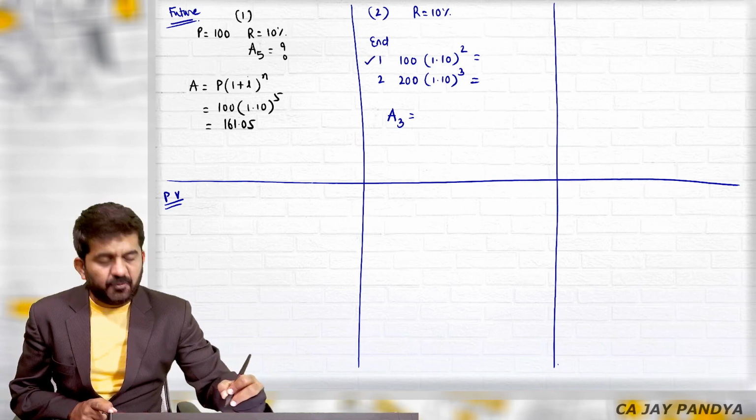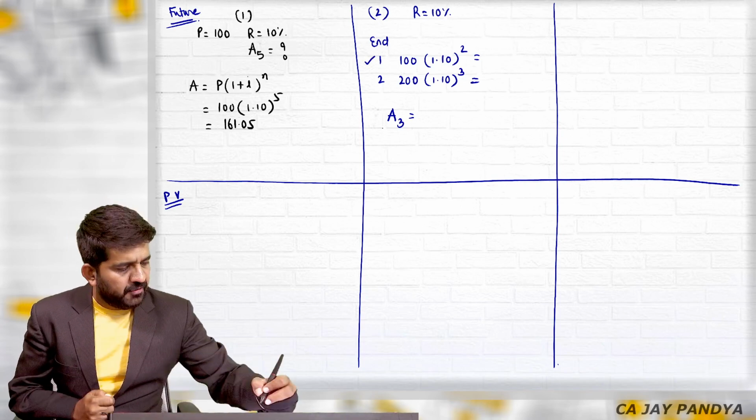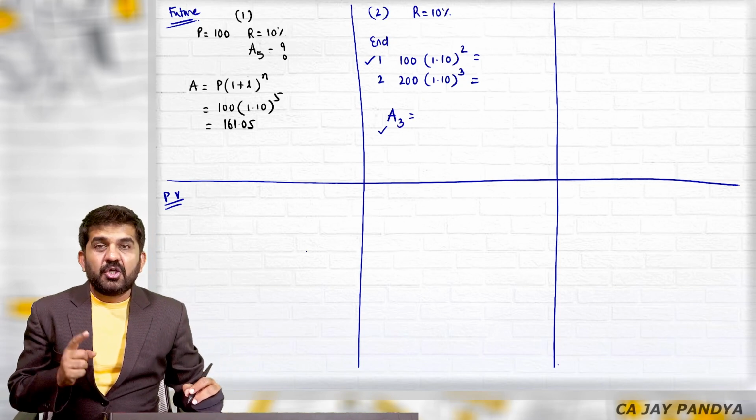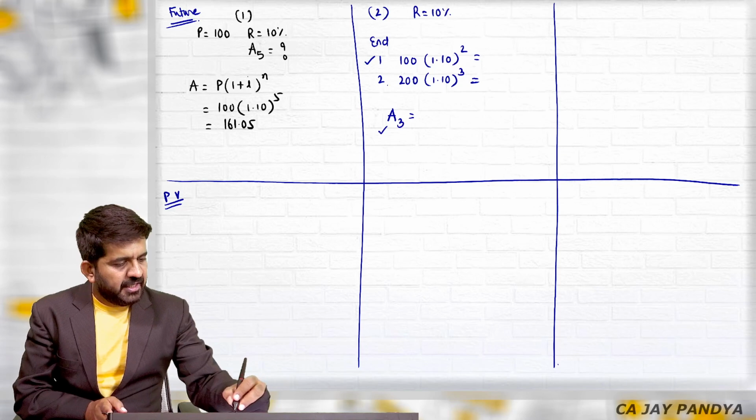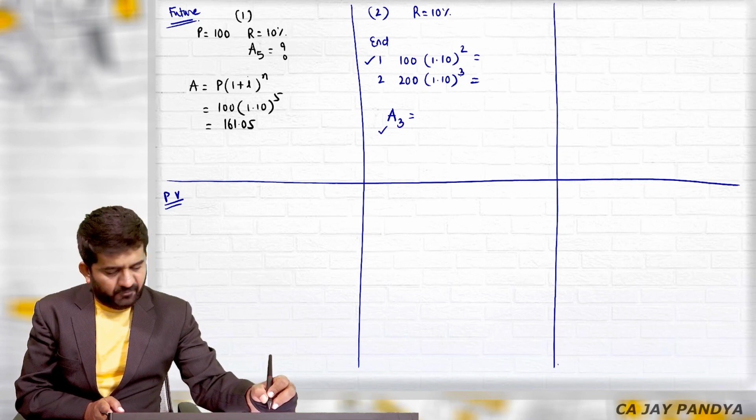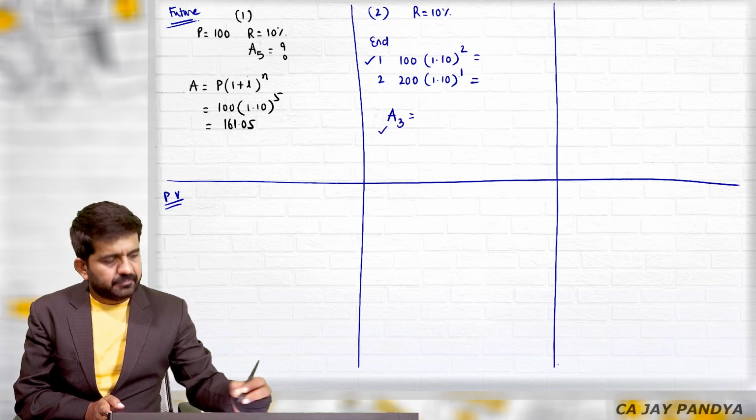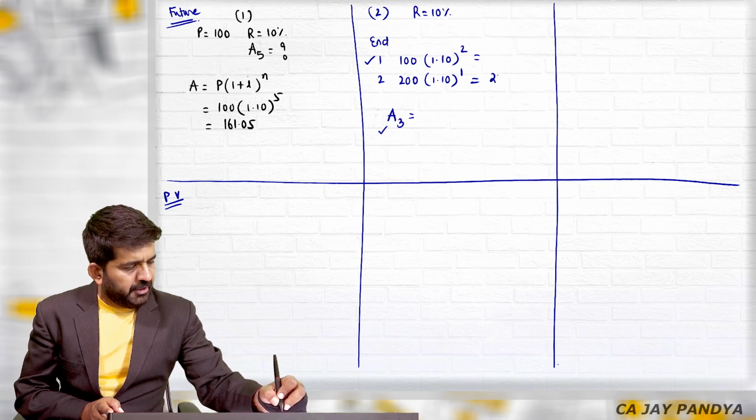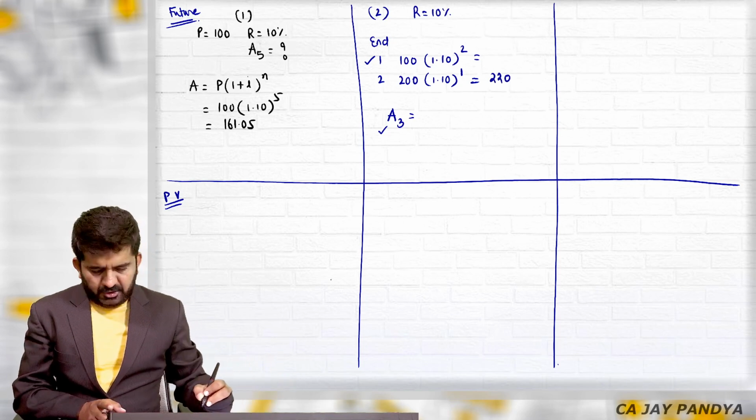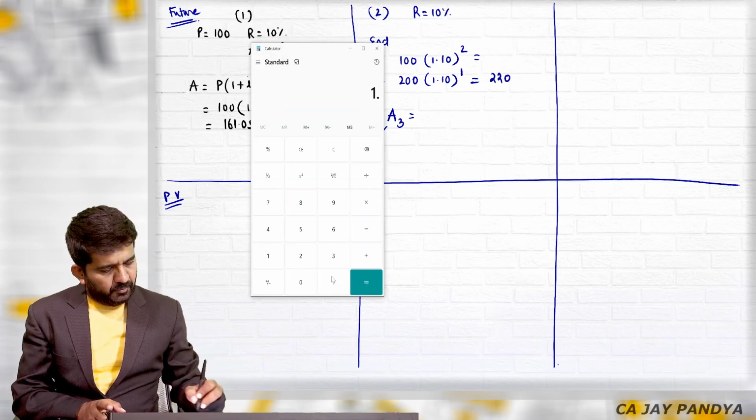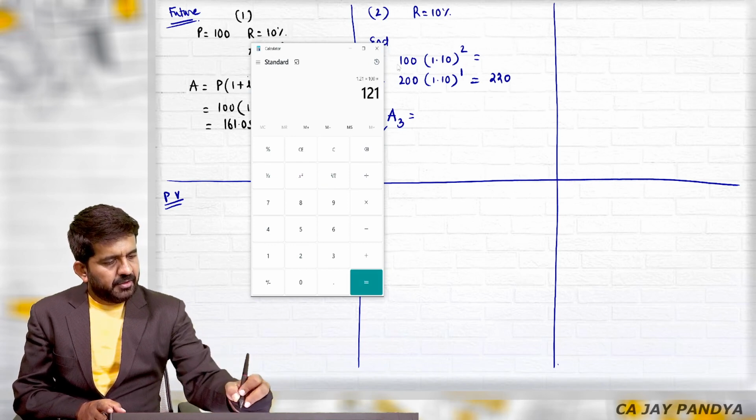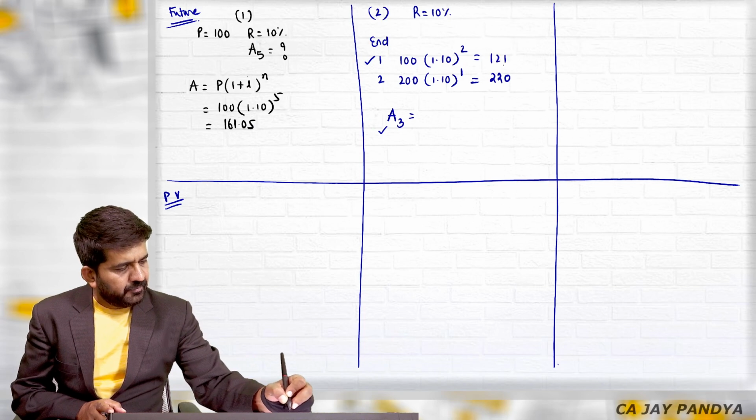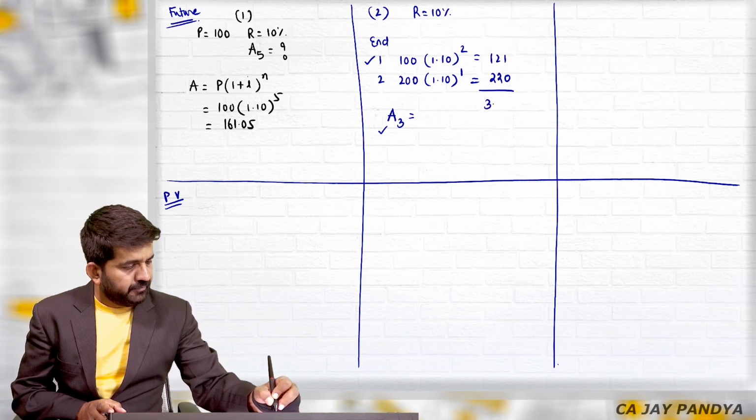Why 2? If you invest something at the end of first year, withdraw at the end of third year, you will be getting second and third year's interest. That is 2 years interest. And in this case, I will be getting only 1 year interest. So this will be 220. This will be 1.1 into is equal to multiplied by 100. 121. You can even do it with M plus.